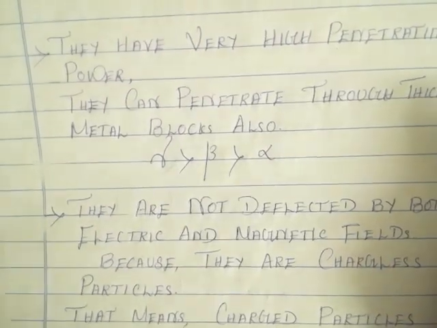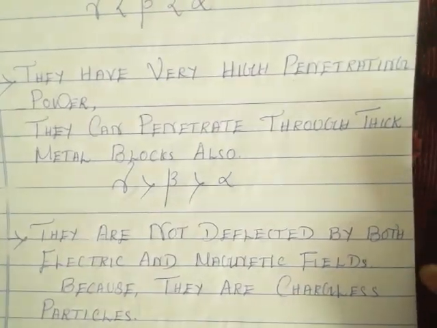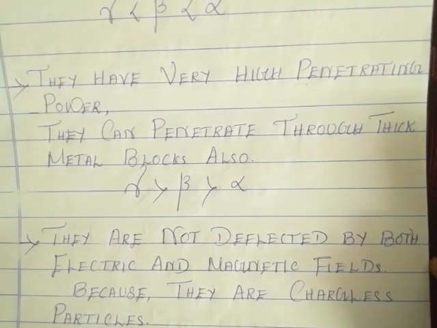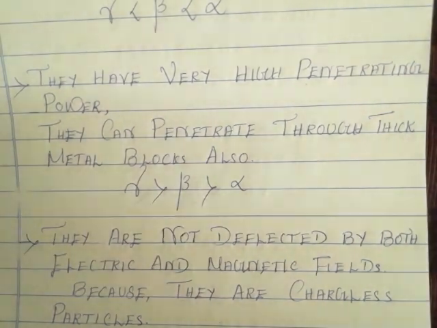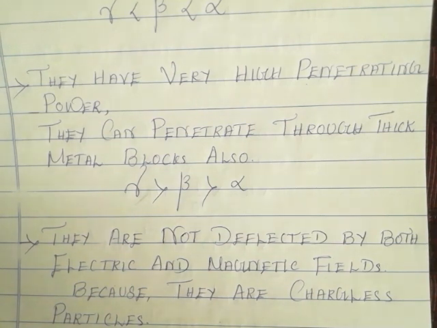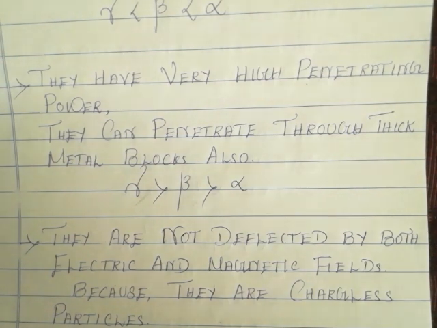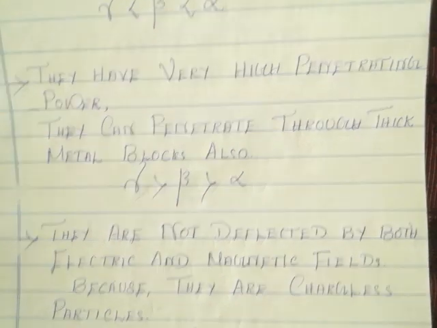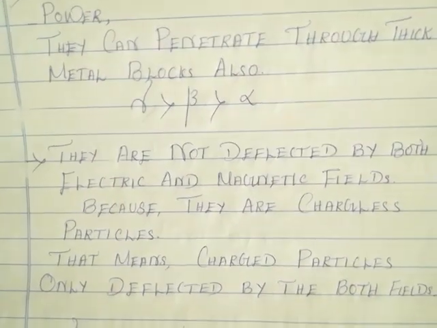Now what will happen? The speed of the gamma radiations is higher when compared to alpha and beta. Already I said that gamma radiations are nothing but light waves. So the velocity of light is 3 into 10 power 8 meter second power minus 1. That is a very high range of velocity when compared to the velocity of alpha and beta radiations. These are one more important property.